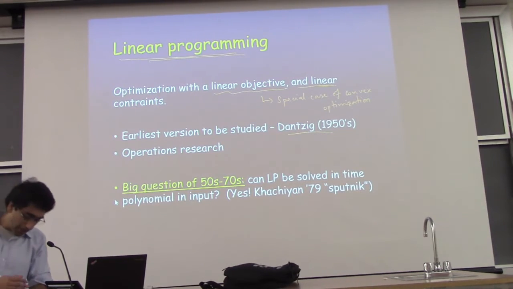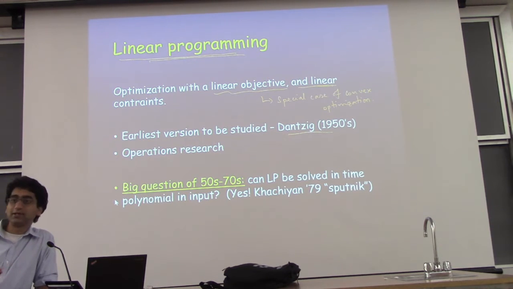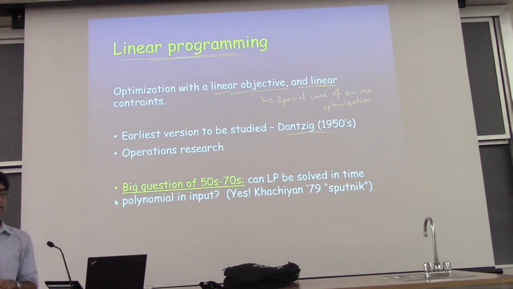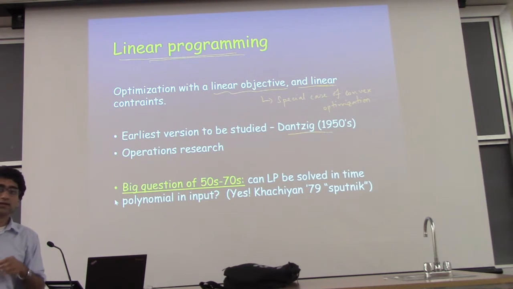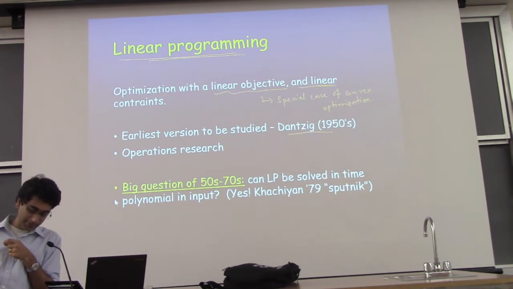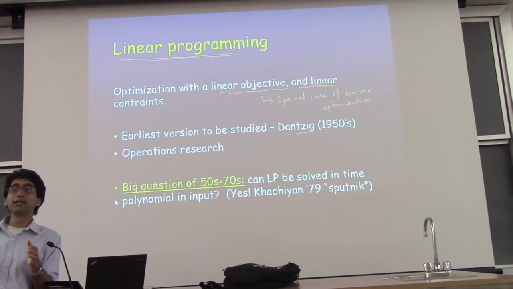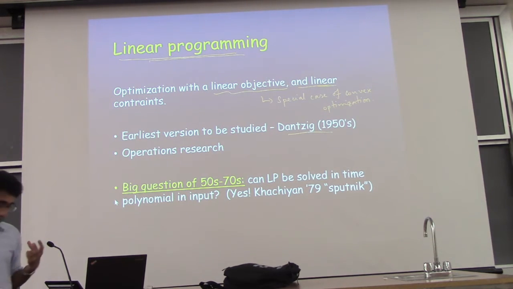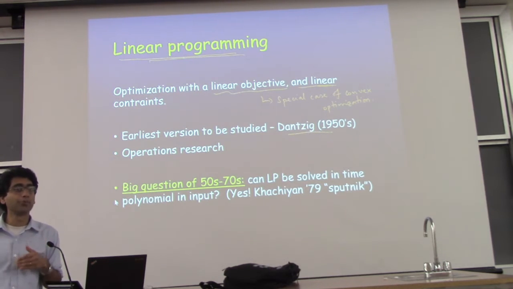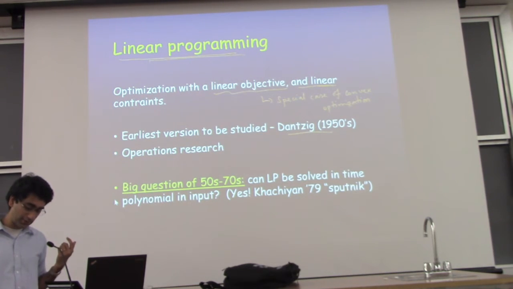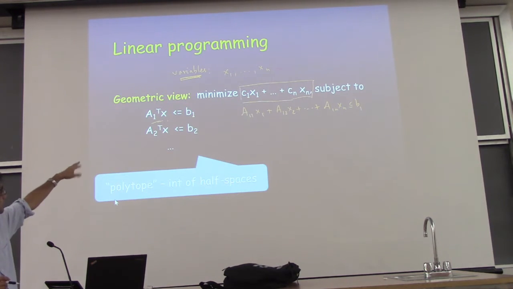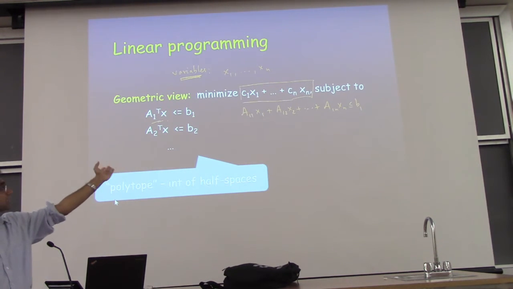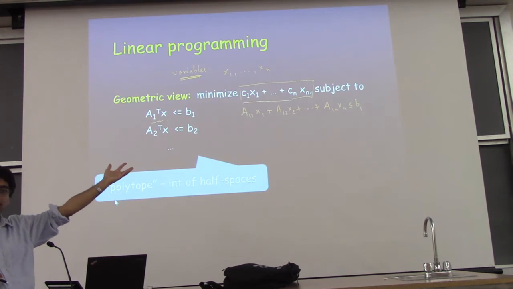And one of the big questions, which spanned nearly three decades, the 50s to the 70s, was: can you solve linear programs in time which is polynomial in the input size? Okay? So it's the size that you take to write down the whole program. Suppose I give you n constraints like this, then you take some space to write down the a_i's.